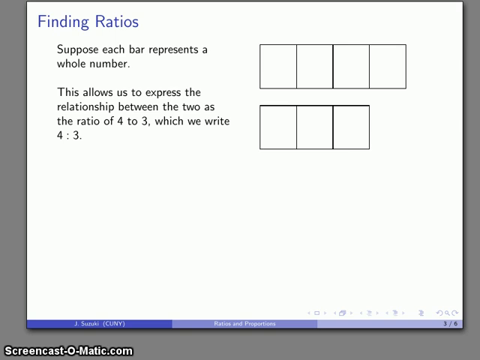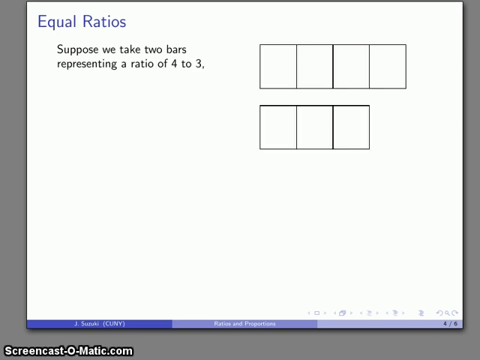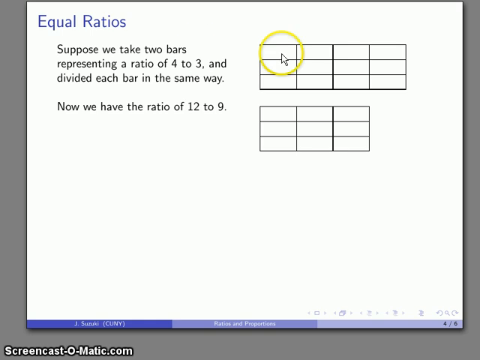Now, what makes ratios useful is that there's a lot of things that may have the same relationship as top bar to bottom bar that don't necessarily look like this picture. So we might begin as follows. Suppose I actually do take two bars representing this ratio of 4 to 3. Now, what if I divide each bar in the same way? So again, the pieces that I have are now of the same size and shape, but I have more of them. And if we count, we note that the top bar has 12 pieces, the bottom bar has 9 pieces, and so my ratio is now 12 to 9, and that expresses the relationship between these two objects.